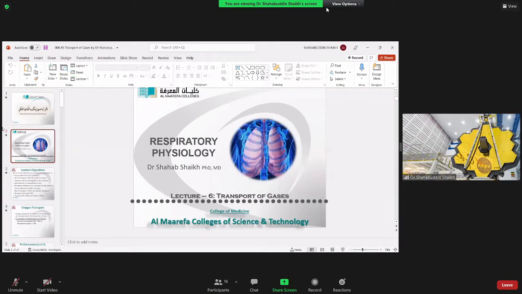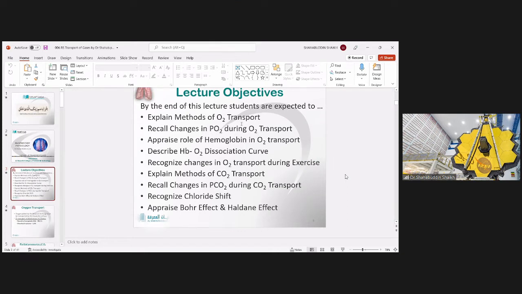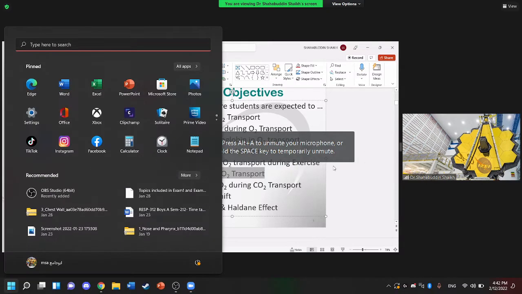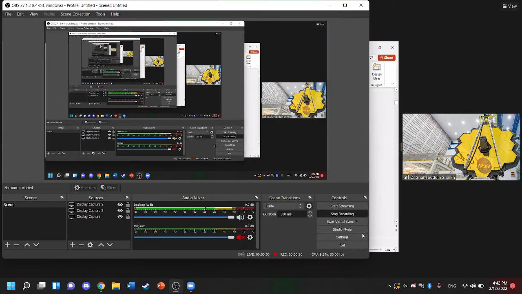So here is the last lecture. In this lecture, we discussed mainly the transport of gases. Now, things which are very important for you are the objectives of this lecture. So in this lecture, we discussed oxygen transport and carbon dioxide transport. Remember the methods of oxygen transport and carbon dioxide transport. Very important for you to remember. Then there are certain other things related with each transport. Let us go ahead and see.